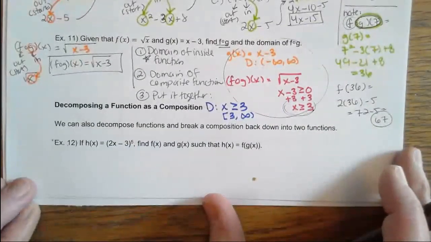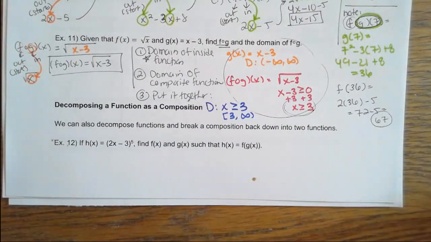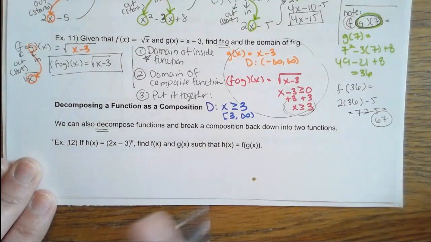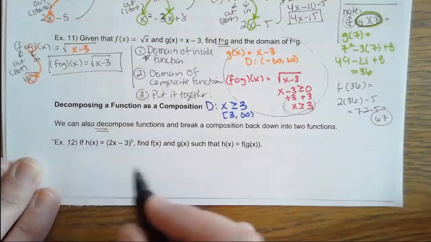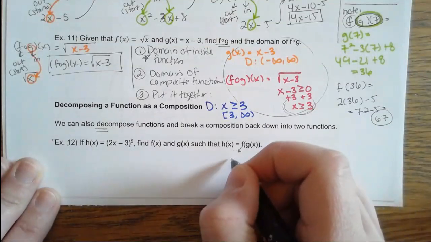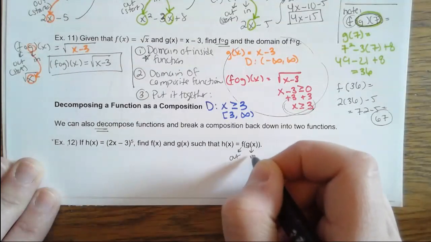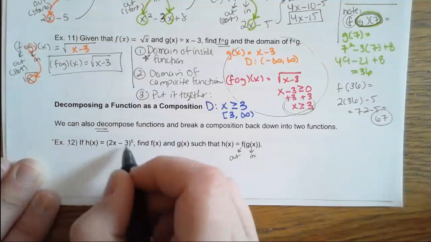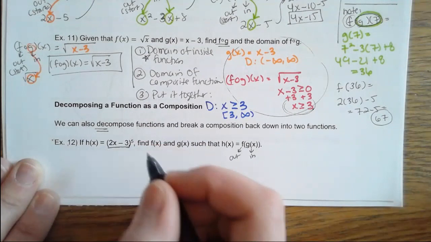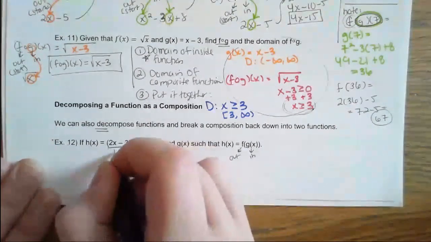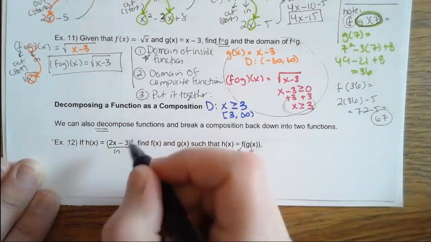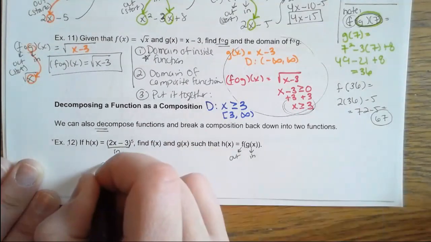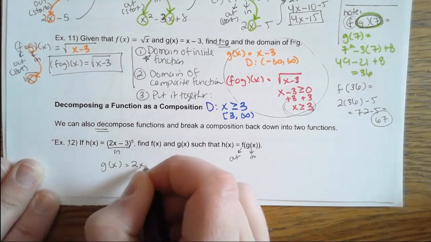The last piece here is that composition goes both ways, so we can actually decompose and break something back down. So here's a final function, and they want us to break it back down. They want f to be the outside function and g to be the inside function. And usually they should be pretty obvious. So notice here how 2x minus 3 is actually inside something, right? This is clearly inside that 5. It's inside parentheses. So the inside function then should be 2x minus 3.